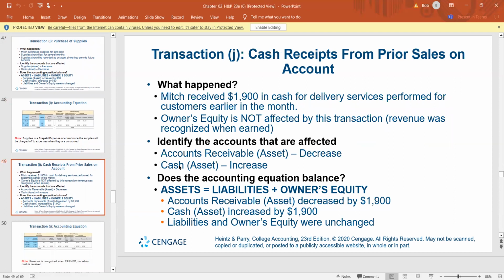J, cash receipts from prior sales. Mitch received $1,900 in cash for services rendered earlier. Okay, so what happened? One of our customers paid us. Owner's equity is not going to be affected because we already recognized the revenue 3 months ago when we delivered the goods. So now we're getting paid by a customer, which means accounts receivable is going to decrease and cash is going to increase. It's a swap of assets.